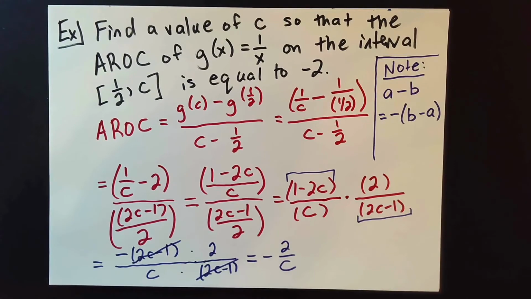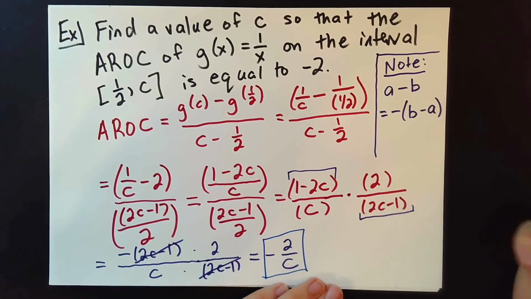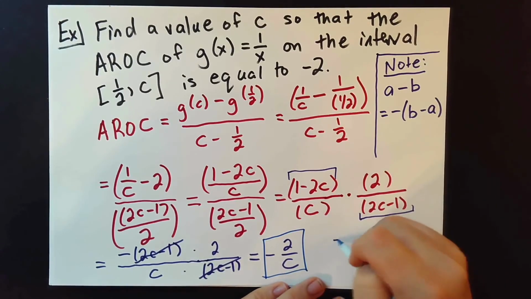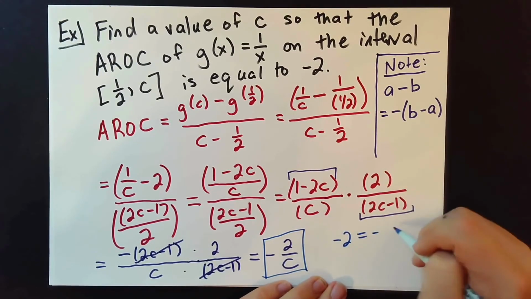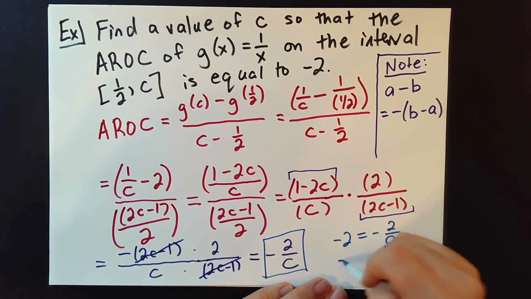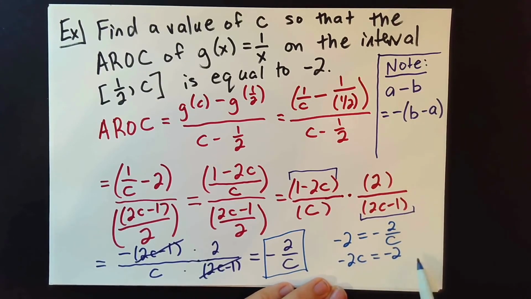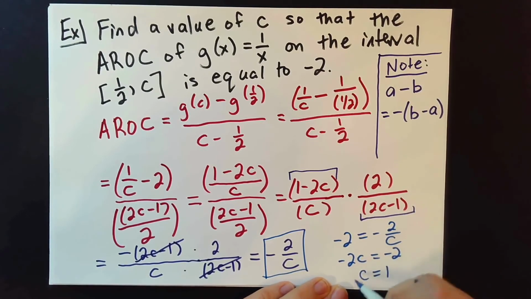And then what do we need? We need to solve for when the average rate of change is equal to minus 2. Well, this is our average rate of change. So I need to solve the equation minus 2 equals minus 2 over c. I will multiply both sides by c, so that will give me minus 2c equals minus 2. And then I'll divide both sides by minus 2, so I will get that c is 1.